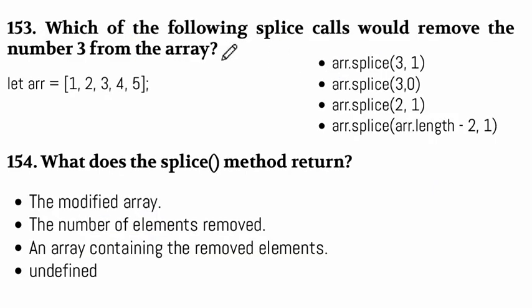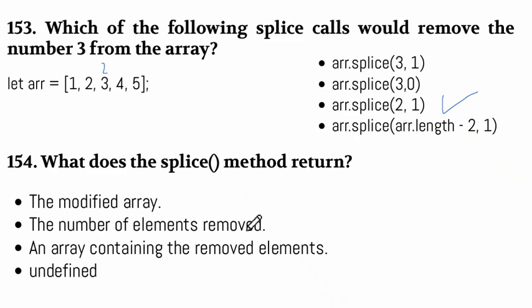Now we're gonna discuss another question: for which of the following splice calls would you remove the number 3 from the array? The third option is the correct answer, because 3 is placed at index 2, and 1 means that only one element is going to be removed. So the 3 will be removed, and the third is the correct answer.